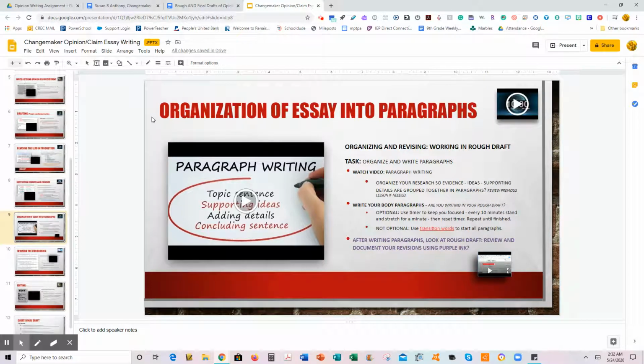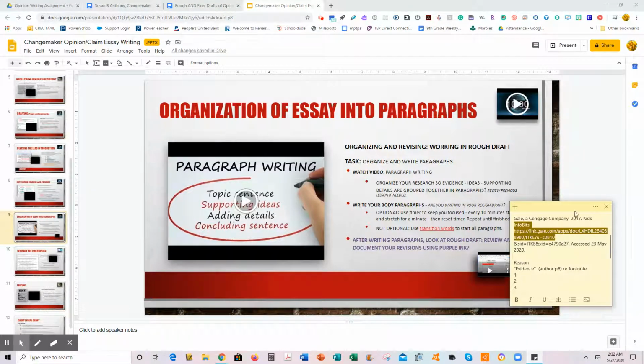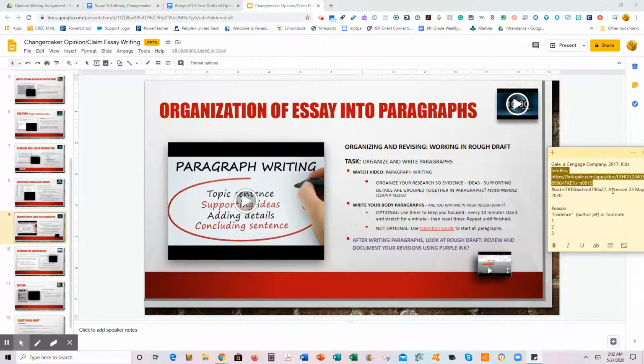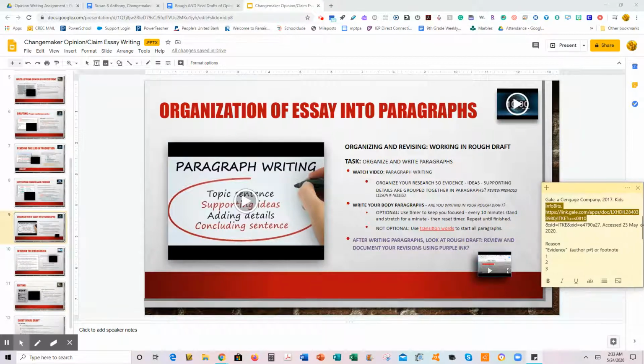Okay, today's lesson is on organization of essay into paragraphs. So we should all be on slide 9. Our rough and final draft should be up, and we also have access to our sticky notes that we had been using. So whichever one you have your outline on, make sure you have that available, and where you have your sticky note, where you have your websites. Okay? So today, organizing and revising, we're working in the rough draft.